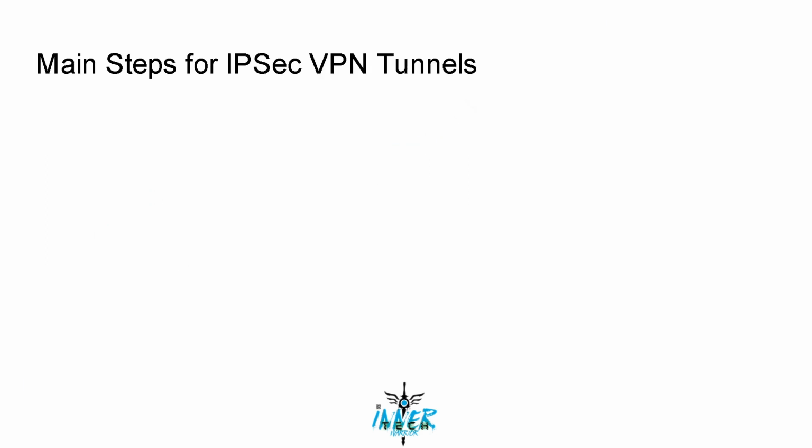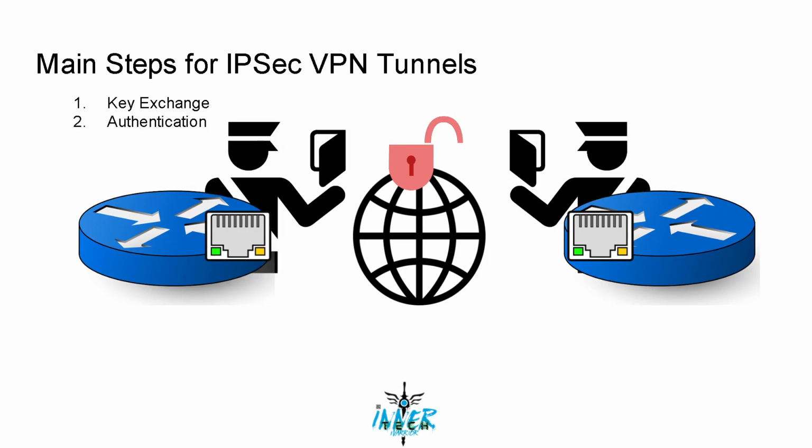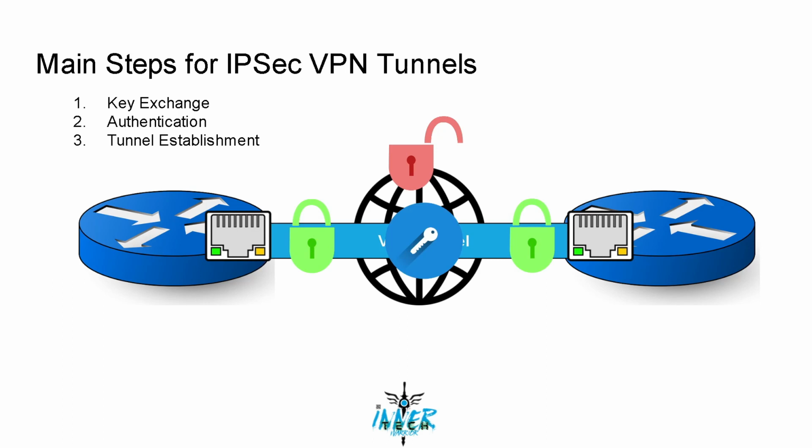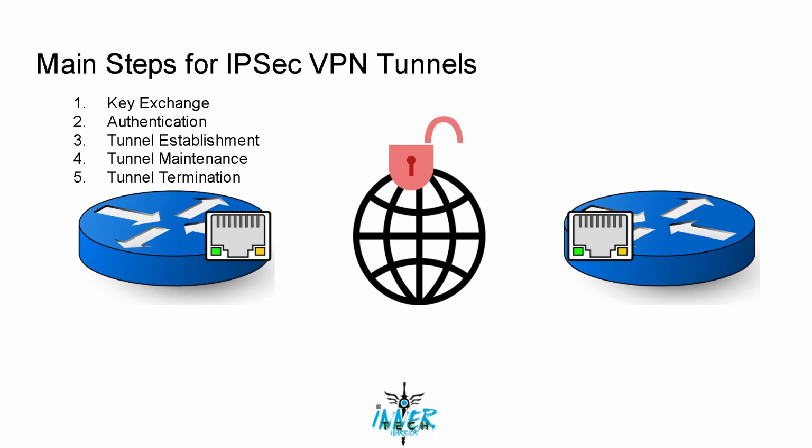The main steps to establish an IPsec VPN tunnel are: key exchange. The devices share encryption keys to set up the secure tunnel. Authentication. The devices prove their identities to one another. Tunnel establishment. The encrypted tunnel is created using the encryption keys. Tunnel maintenance. Traffic flows through the tunnel securely. Tunnel termination. The tunnel ends when no longer needed.